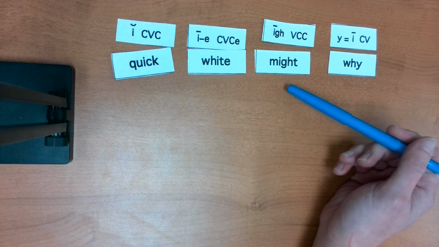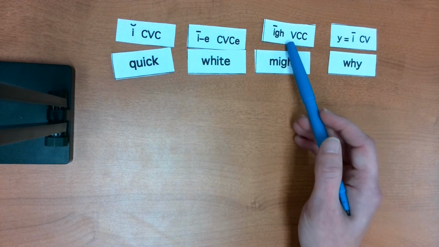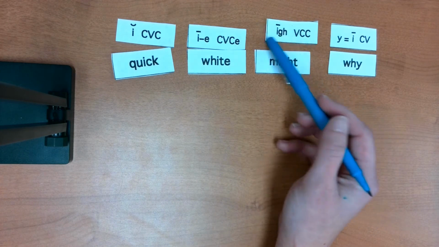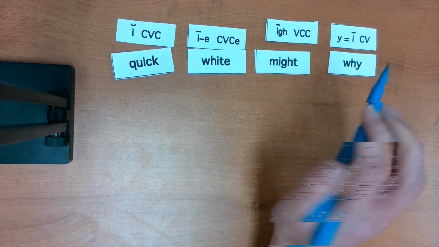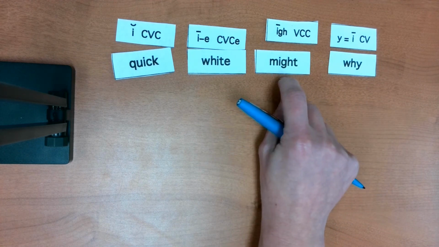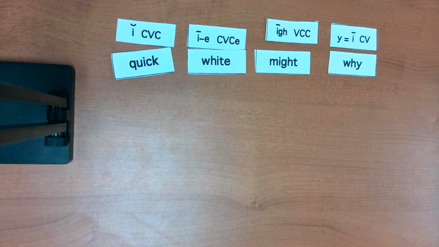This one right here is a little bit of an oddball cluster. You notice it's vowel, consonant, consonant. You just want to memorize that IGH. IGH makes that long vowel sound. Sometimes it can be in the middle of the word, like in might. Sometimes it can be at the end of a word, like in high, okay?